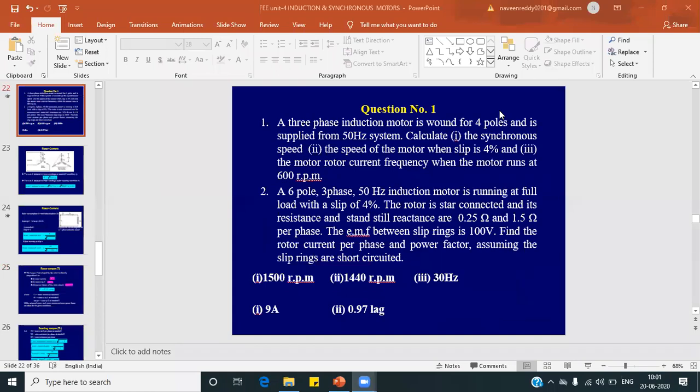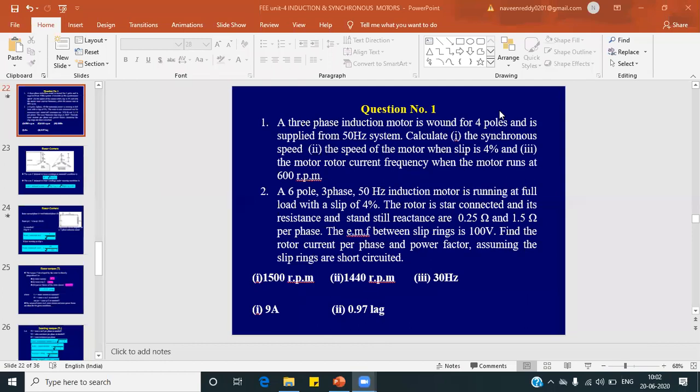Explain about stator flux once. Share the recorded content. I will definitely share the explanation and the recorded content to the EC section A group. I will share the recorded video today itself. For the last two or three classes, I have two recorded videos, so I will definitely share them with you guys.